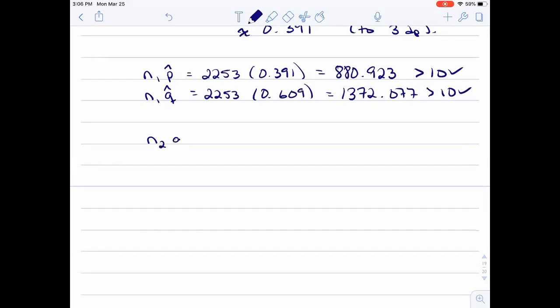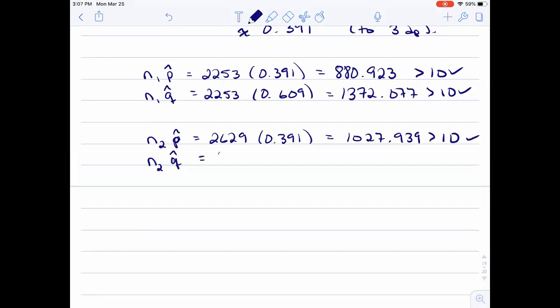Do the same thing for our next sample. 2629 is even bigger, so it's definitely going to check out, but we still have to jump through this hoop. 2629 times 0.391 is 1027.939, greater than 10, and n2 q hat, 2629 times 0.609, is 1601.061, which is greater than 10.